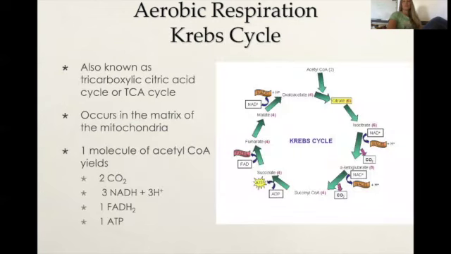The aerobic respiration Krebs cycle is also known as the tricarboxylic acid cycle, or the TCA cycle, or the Krebs cycle. So three different names for it. It occurs in the matrix of the mitochondria, and one molecule of acetyl-CoA will give us 2 carbon dioxides, a waste product you breathe out, 3 NADH plus 3H, 1 FADH, and 1 ATP. The NADH and the FADH go on to the electron transport chain, or ETC.